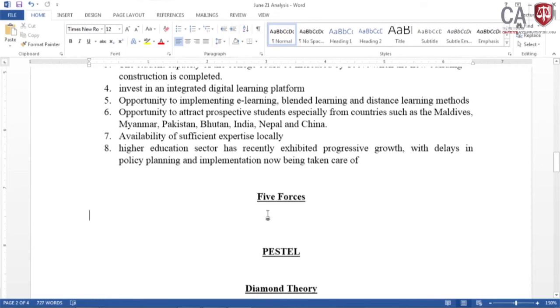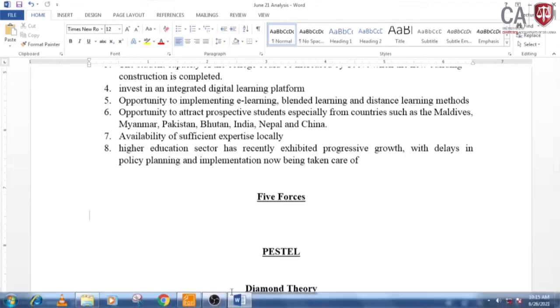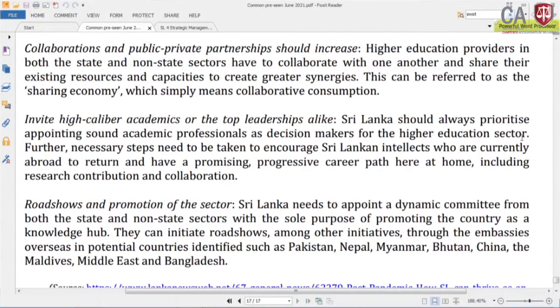Then 5 forces, can we conduct a 5 forces analysis based on the information given? So, normally what are the forces, we are going to look at about the 5 forces.